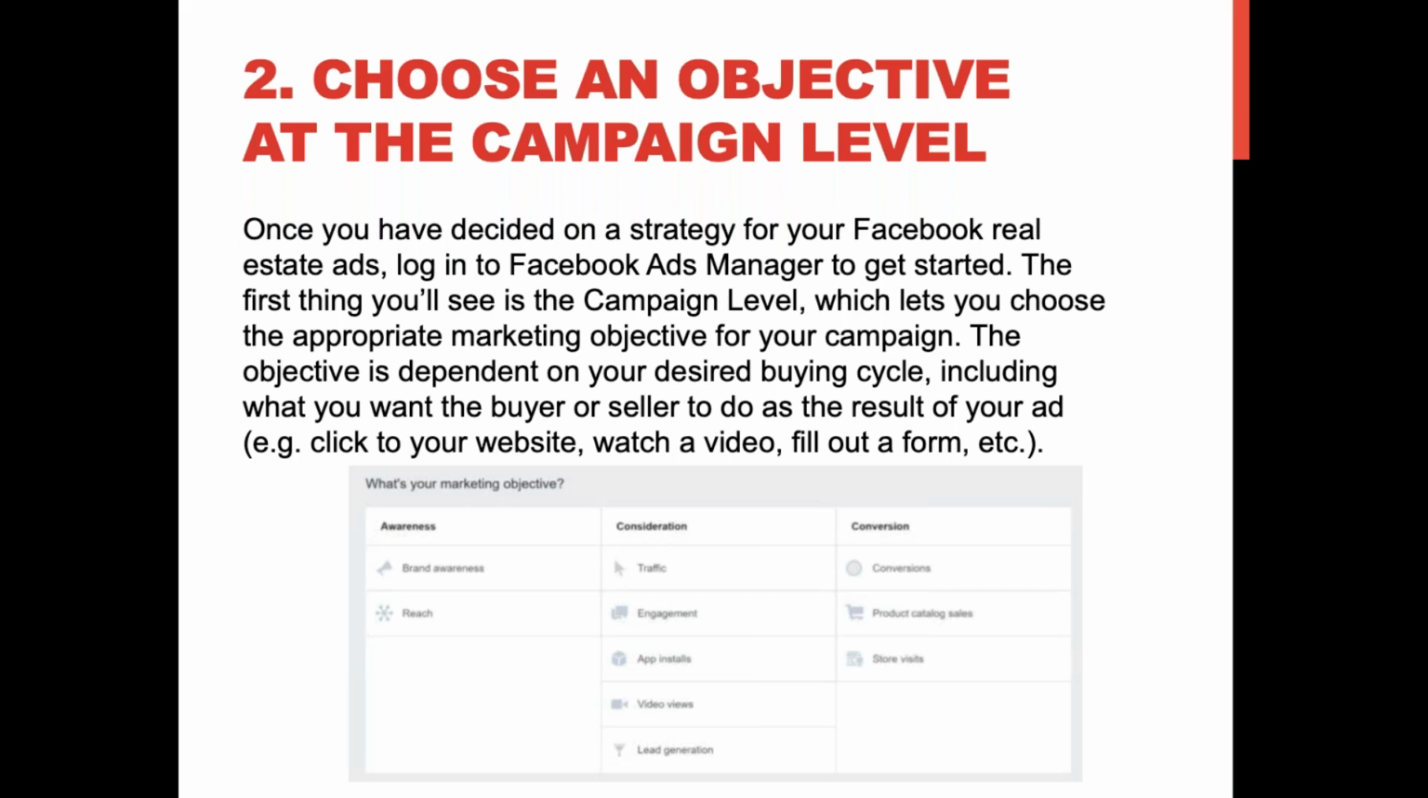And then to wrap up with these is conversion. We're not going to talk about the product catalog sales or the store visits because those don't really apply. But conversions are going to be based off of Facebook pixel tracking codes, which we're not going to get into today. But if you're using the pixel and you want to start to retarget those people that are starting to go to your landing pages or your website, or wherever you put your pixel, this one will require a second pixel.